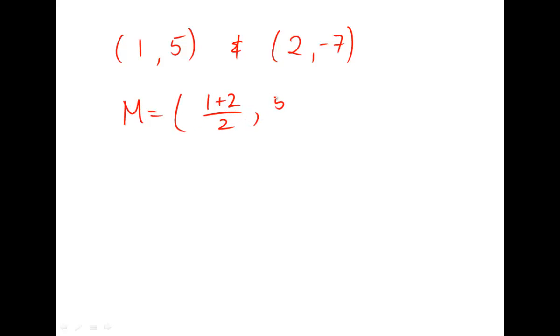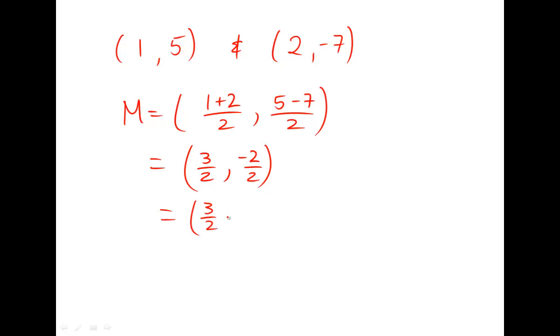say you had (1, 5) and (2, negative 7). So if you found the midpoint, you'd have 1 plus 2 over 2 and 5 minus 7 over 2, giving you 3/2, which is 1.5, or you can leave it simplified as 3/2, that's fine. And 5 minus 7 is negative 2 over 2, which leaves you with (3/2, negative 1). So please don't be worried if you are left with a fraction.